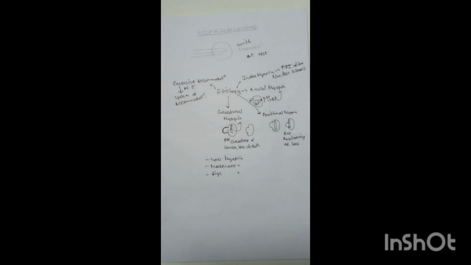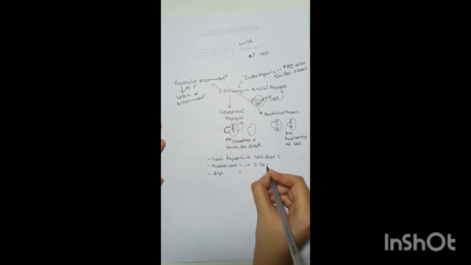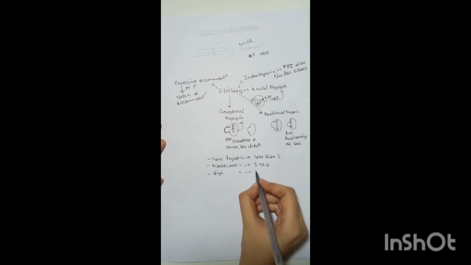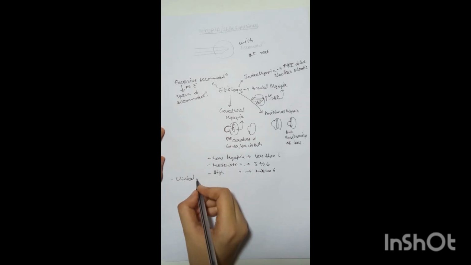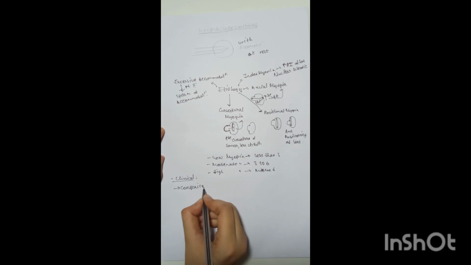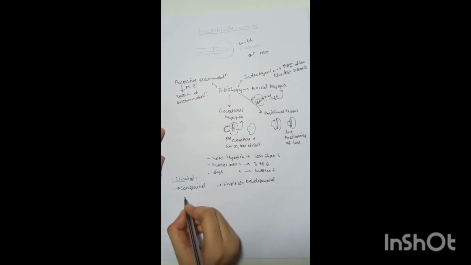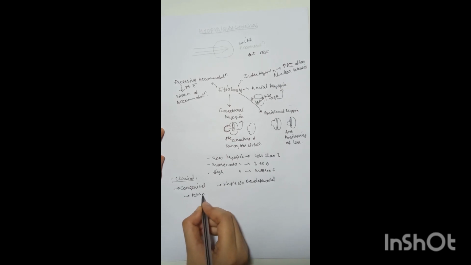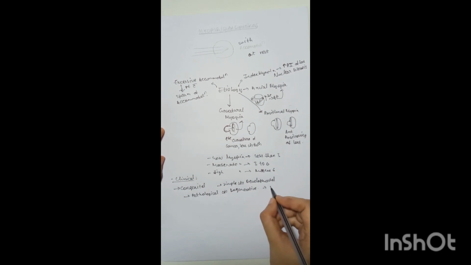Clinical varieties of myopia. Varieties of myopia based on clinical classification: congenital myopia, simple or developmental myopia, pathological or degenerative myopia, and the fourth one is secondary myopia.